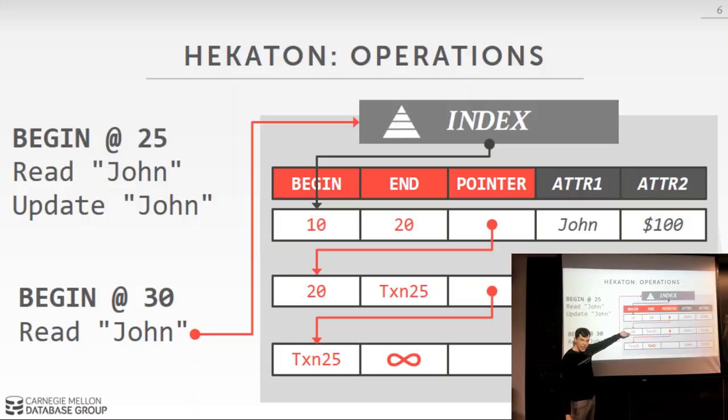Yeah. You can't, right? Because my begin timestamp is 30, I need to read the version that came after 25, because this is not visible to me. Yeah, but since it's actively being used by another transaction, just for these cases, allow it to read one version before. So this transaction here is going to read this version here.